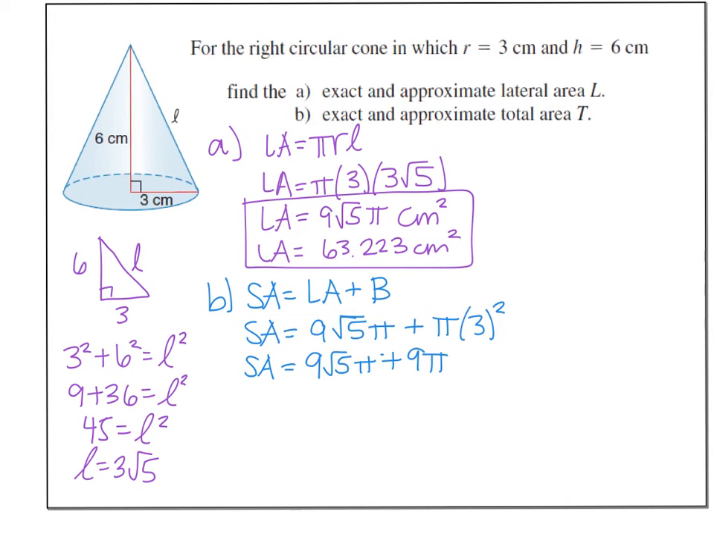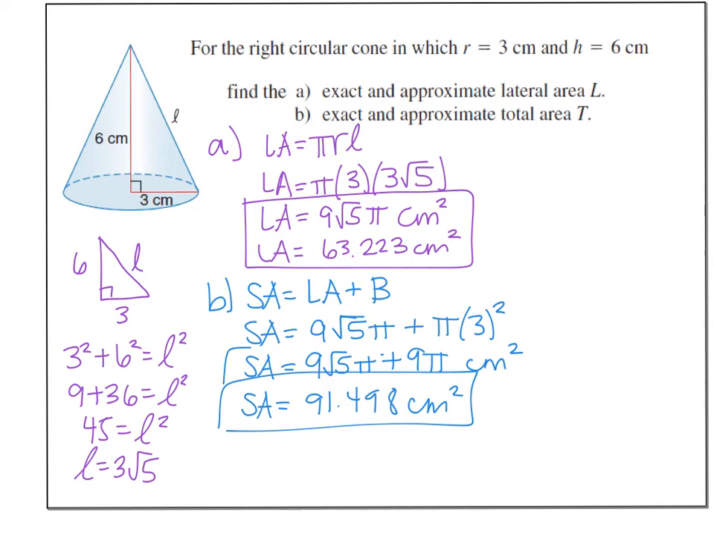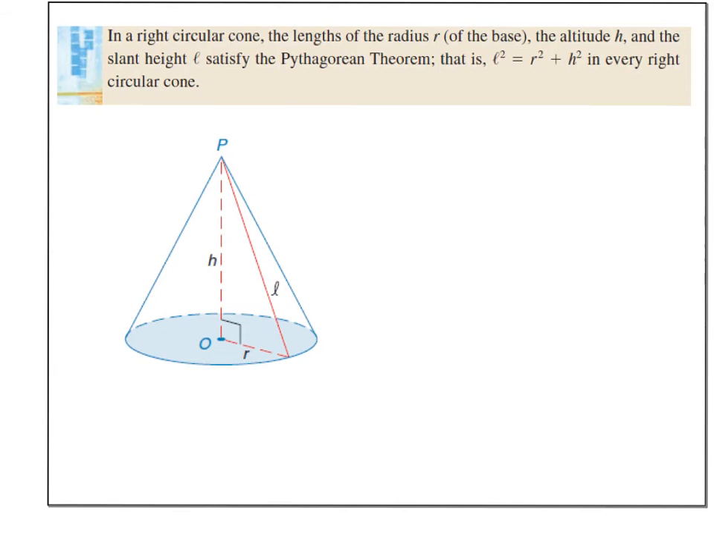So that's going to be it in terms of our exact. Now, for our approximate, we just plug all that into the calculator together. So 9 root 5 times pi plus 9 times pi, and we end up getting 91.498 centimeters squared. So those are your two answers.